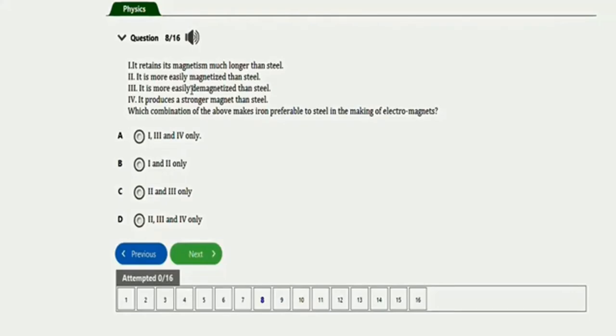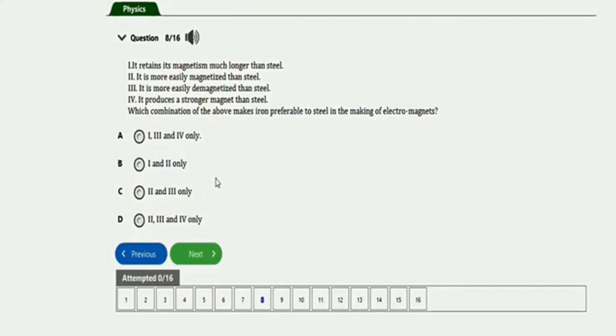So the combination in the list we have here that makes iron preferable to steel in the making of electromagnets are I, II and III. So the right option to this question will be option C, which is I and II only. Okay, so that's it for this question.